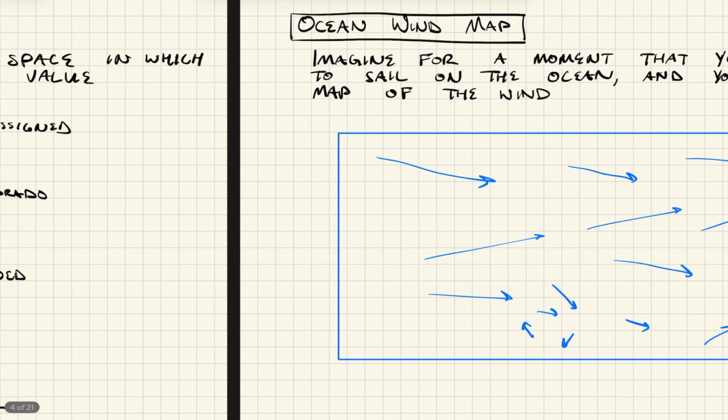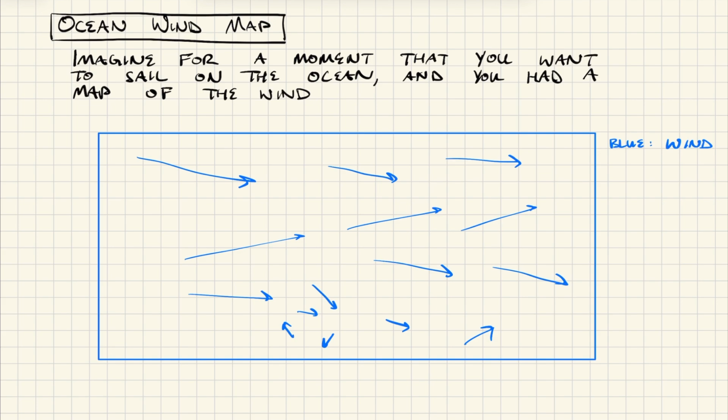Before actually talking about electric fields, I think electric fields are abstract enough that one good way to understand them is by analogy. So we're gonna use this analogy of an ocean wind map. Imagine for a moment that you wanted to sail on the ocean and you had a map of the wind at different points on the ocean. So we have this vector field that at every single point on the ocean describes the speed of the wind and the direction of the wind.